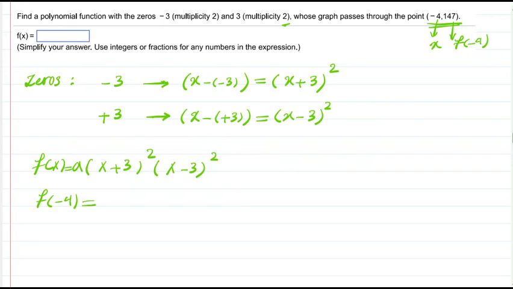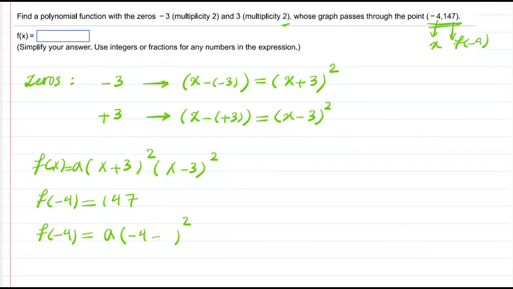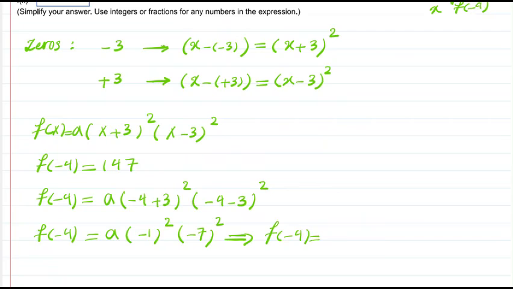f of -4 is 147. Also, f of -4, based on the equation of the function, when we plug -4 into the function, is a times the square of -4 plus 3 times the square of -4 minus 3. So f of -4 equals a times the square of -1 times the square of -7. So f of -4 equals a; the square of -1 is 1 and the square of -7 is 49. So it's 49 times a.